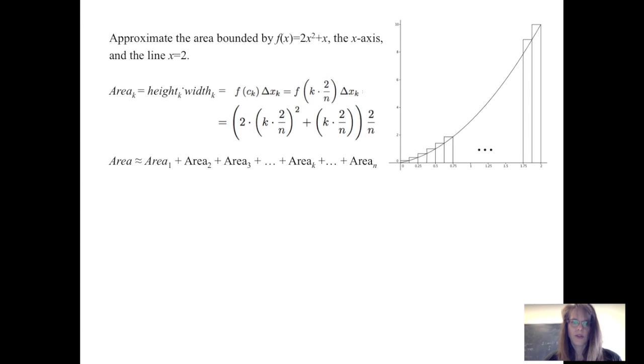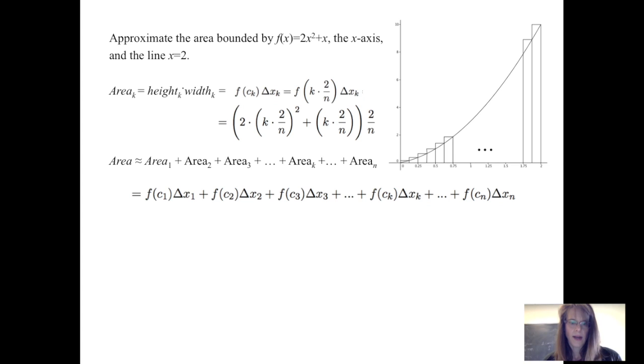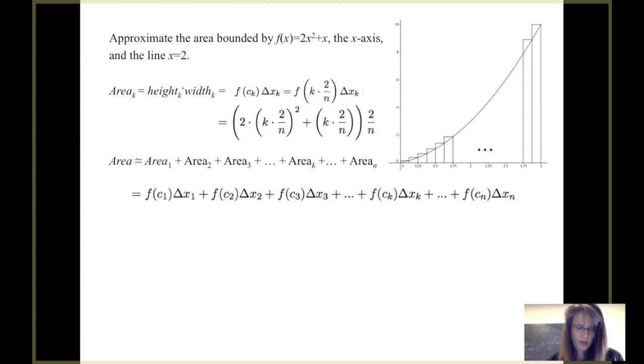And when we put these pieces together, we find that the area of the region that we've mentioned, the area under the curve f of x equals 2x squared plus x, on the region from 0 to 2, is approximated by the sum of those areas of the n rectangles. And so if I write out again what we saw before, each of these, just in notation, expresses the height times the width. So this is the first height times the first width, plus the second height times the second width, the kth height and kth width, and so on.